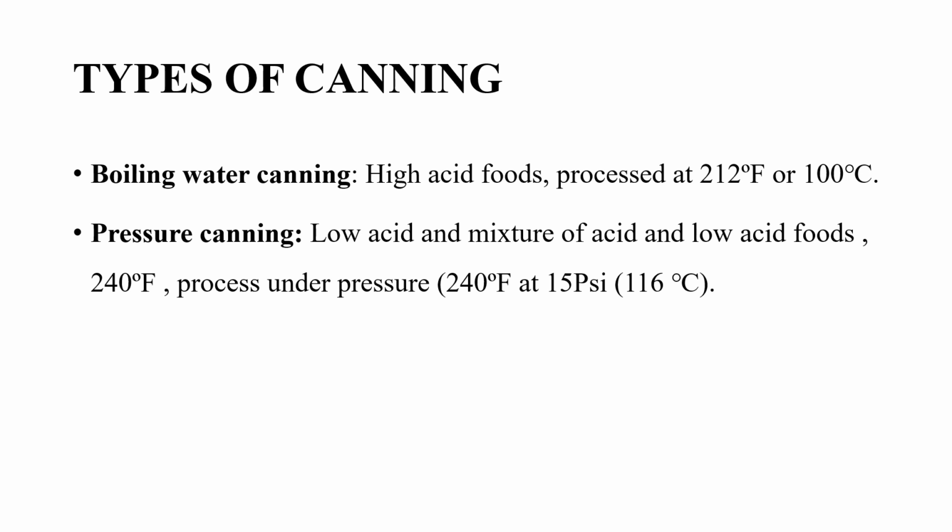Coming to the pressure canning process, this is done for the low acid foods and the mixture of acid and low acid foods, where around 240 degrees Fahrenheit is used to prevent the development of Clostridium botulinum that causes botulism. And in order to destroy the spores, a temperature above the boiling point must be used, which is created by added pressure. If the spores are not destroyed, they will germinate and produce toxins in the food when it is stored.